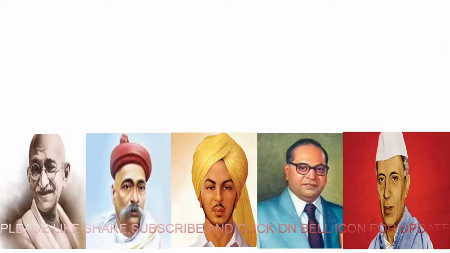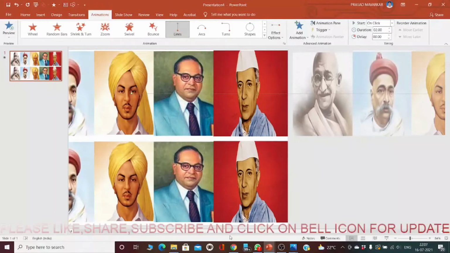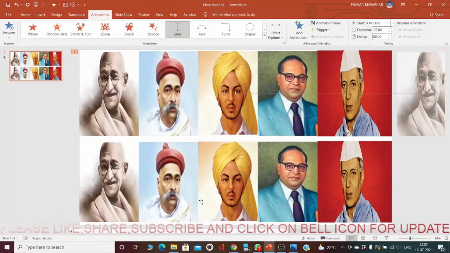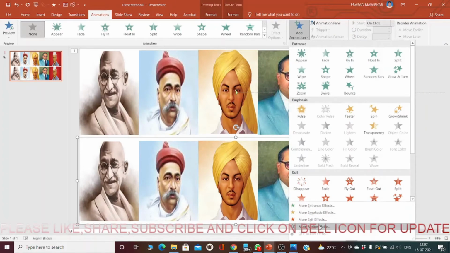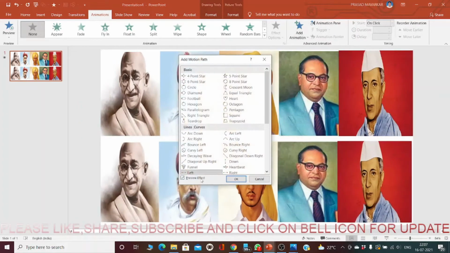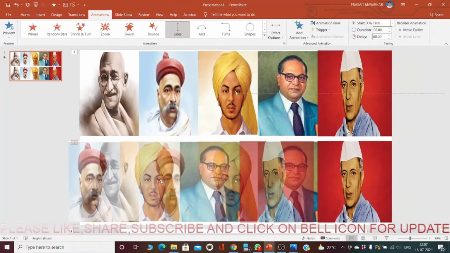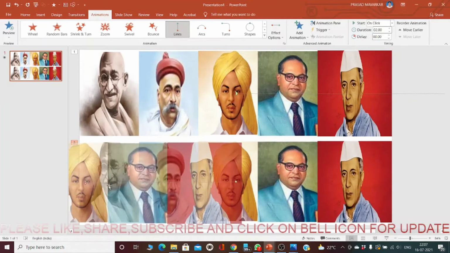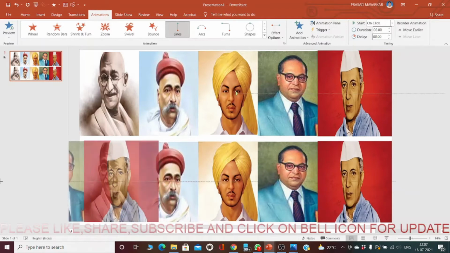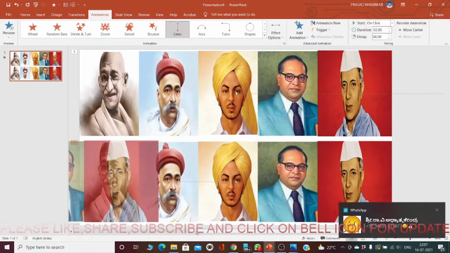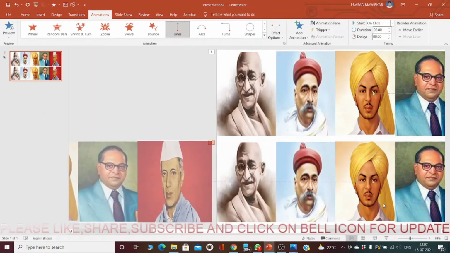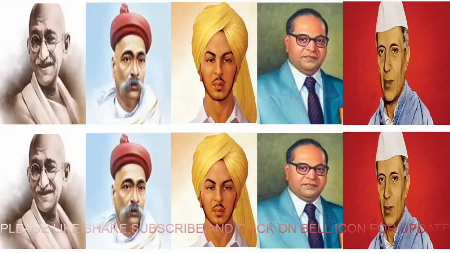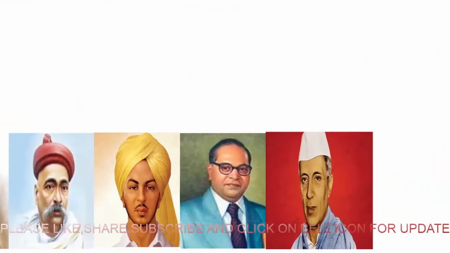Similarly, for the bottom one, go to animations, select add animation, more motion paths, select the left one. Now it is moving in this direction, and drag it this way. We can drag it more so that it comes out of the frame. Okay, now we have dragged it. Let us see how the images are moving. Okay, this is moving from right to left and left to right.